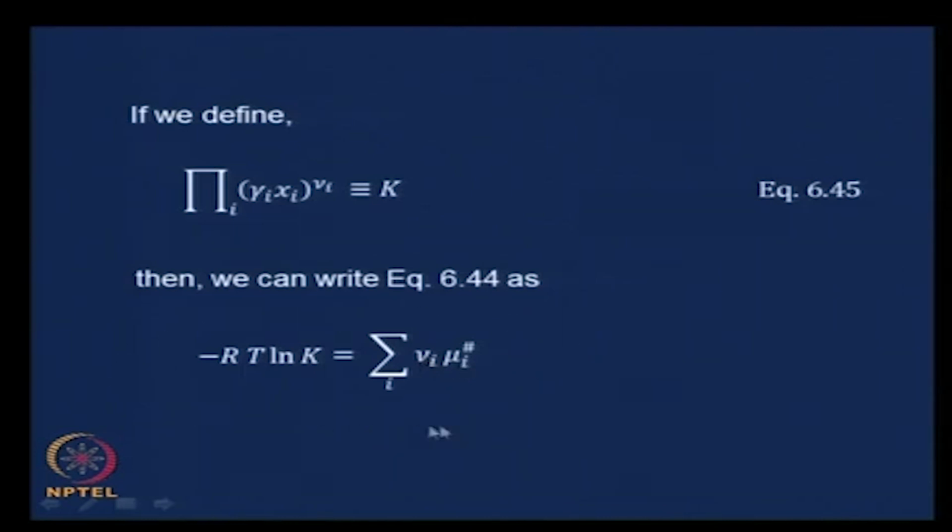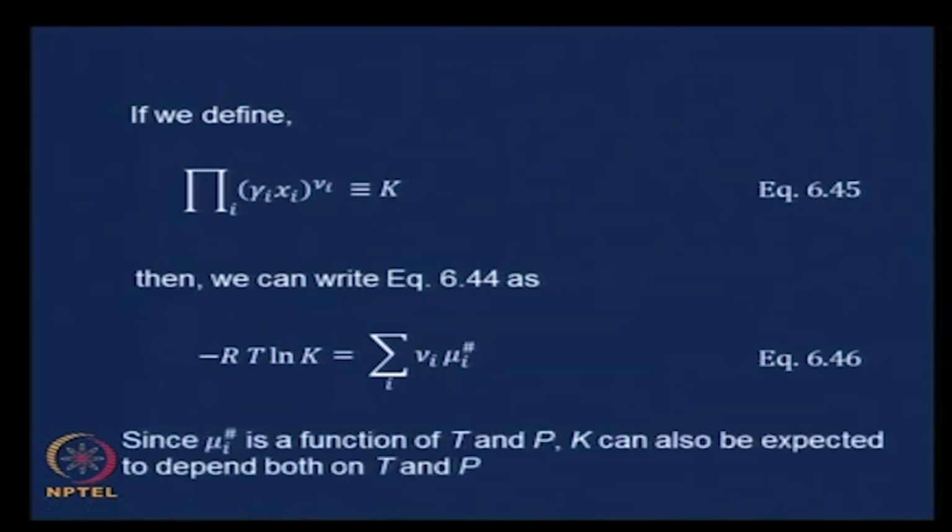Now are you able to see the similarity between this expression 646 and minus RT ln Kp equals sum over i of nu i mu i naught? That was mu i naught, this is mu i hash. There it was a function only of temperature, mu i naught, but here since mu i hash is a function of both temperature and pressure, you expect the equilibrium constant k here also to be a function of both temperature and pressure.